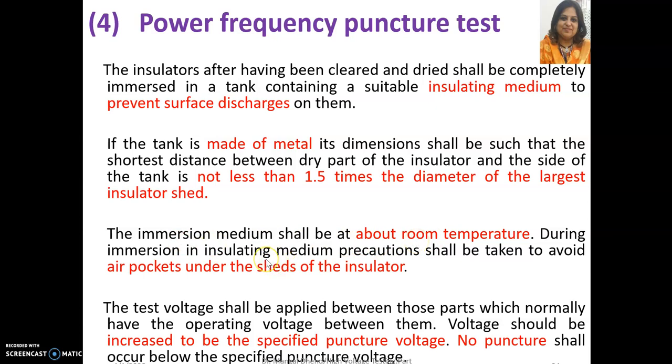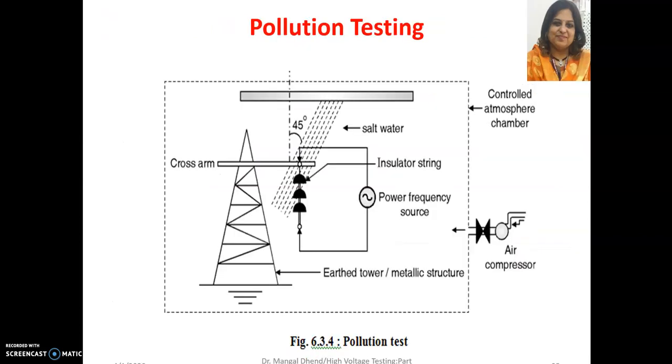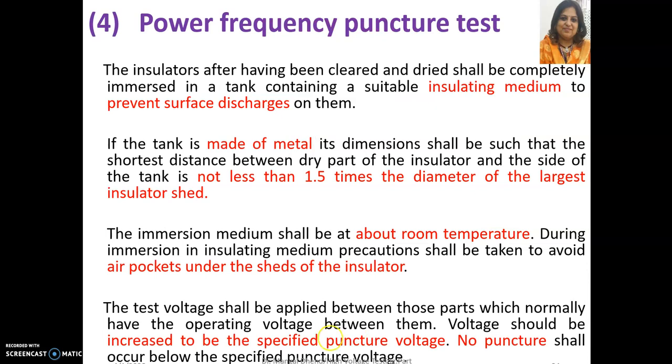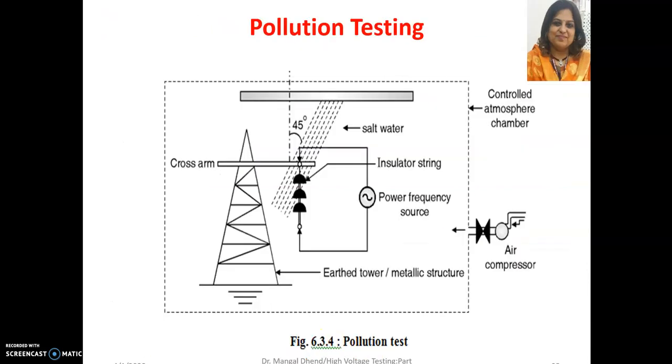During immersion in the insulating medium, precautions shall be taken to avoid air pockets under the shades of the insulator. The test voltage shall be applied between the two parts which normally have operating voltage between them. Where you apply the operating voltage to the insulator, the same you have to apply, and there should not be a puncture below the specified puncture voltage.